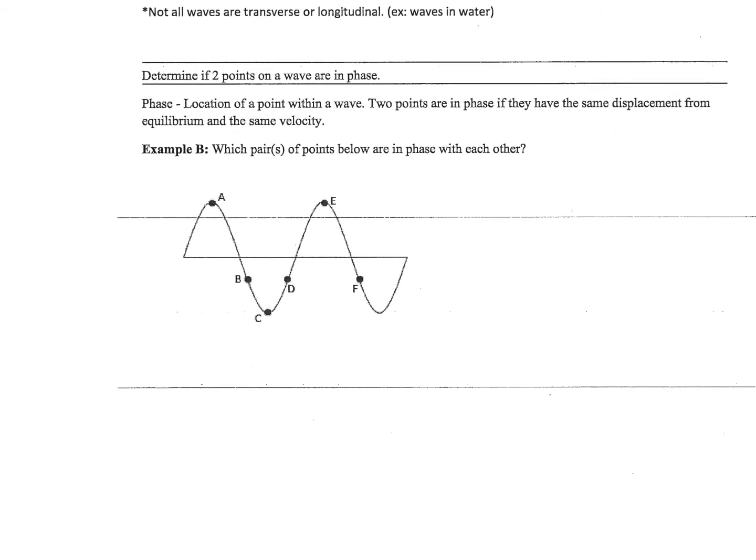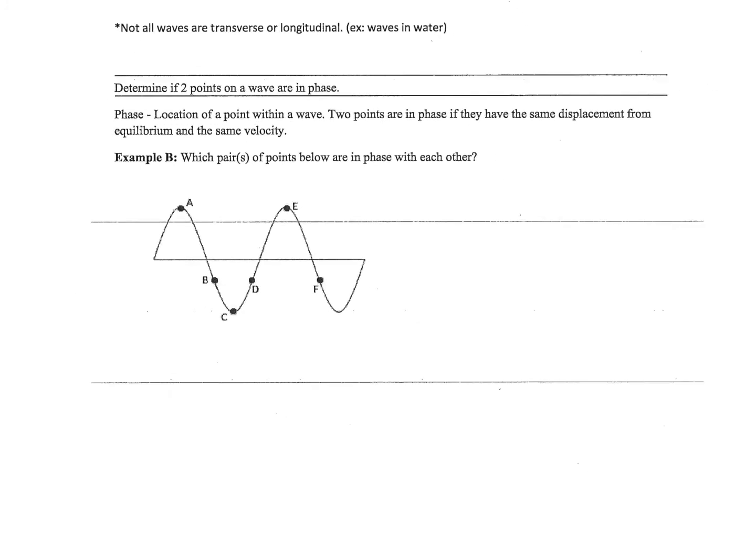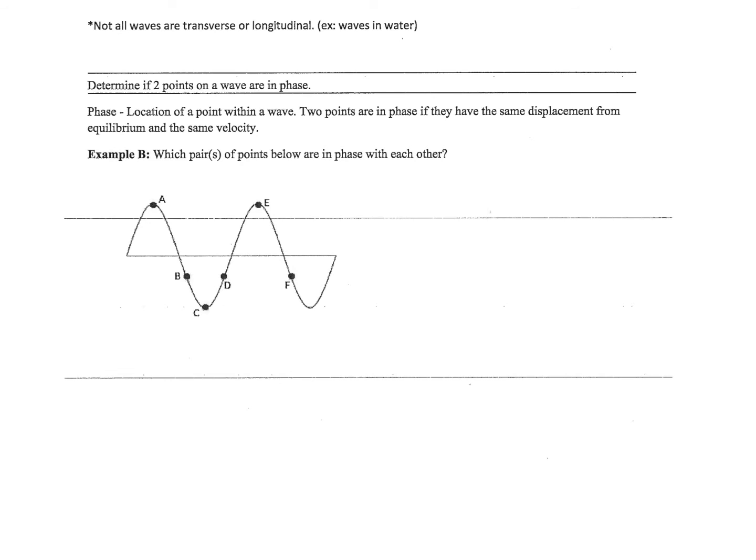All right. So let's talk about phase. Are two points in a wave in phase? Phase is the location of a point within the wave, okay? I want you to think about that. If they are in phase, they are moving in the same place at the same speed, okay? So what does that mean? It means that the pair of points below that are in phase with each other have the same displacement from equilibrium at the same velocity, okay?